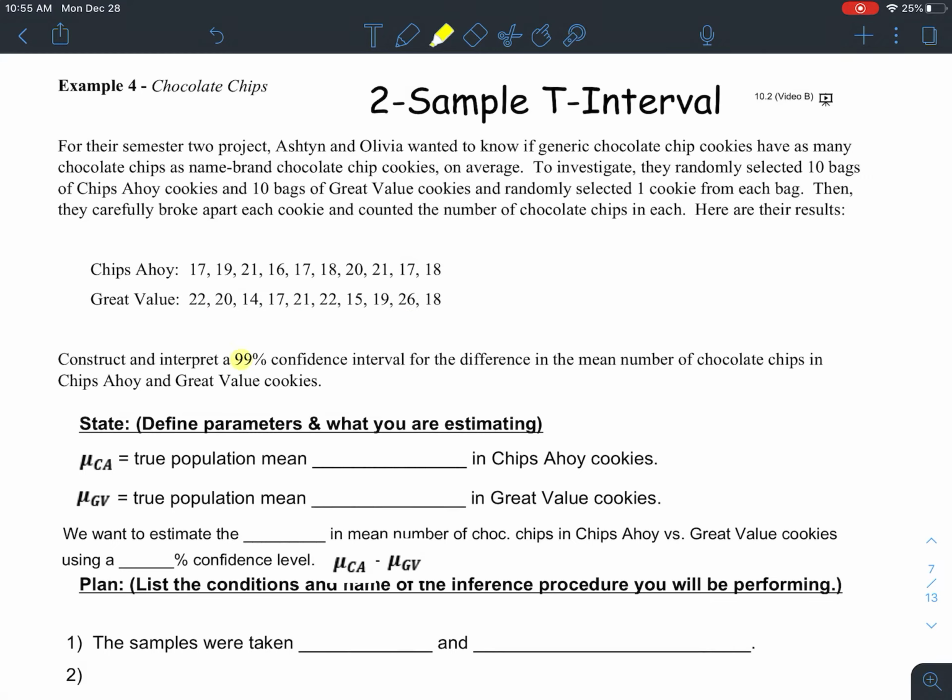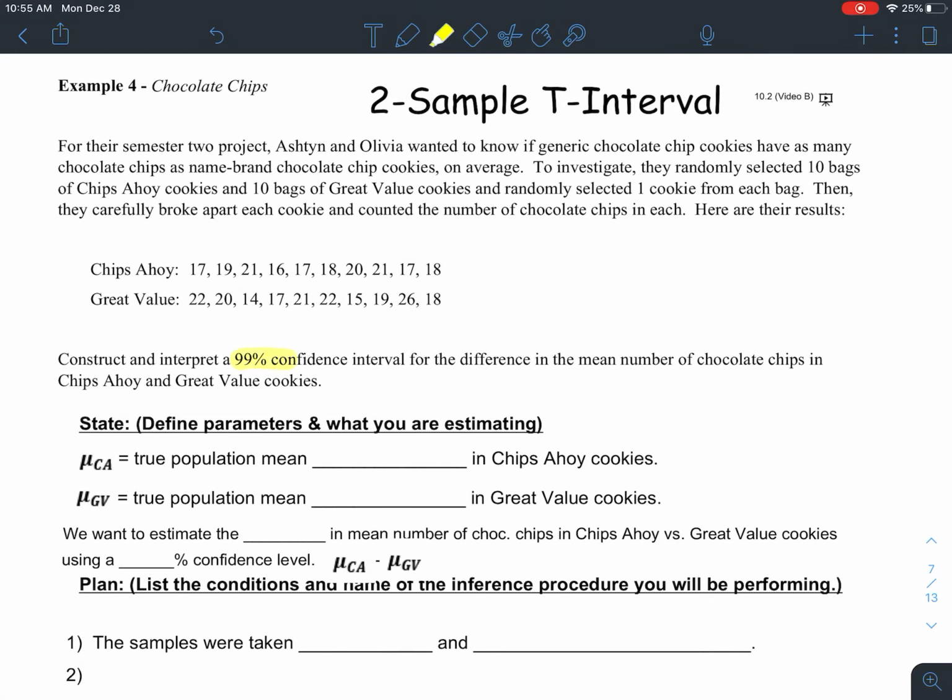We are asked in this problem to construct and interpret a 99% confidence interval for the difference in the mean number of chocolate chips in Chips Ahoy and Great Value cookies. Okay, this is where we follow our state, plan, do, conclude procedure. We're going to start with the state step, which is where we define our parameters.